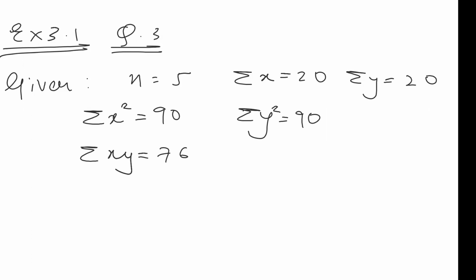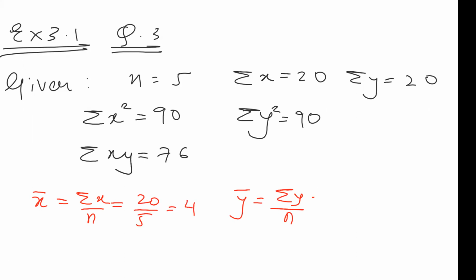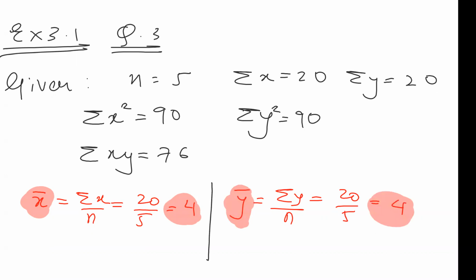What we'll do is calculate the means x bar and y bar, because means are always required in the problem. Summation x upon n, which is 20 upon 5, which is 4, and y bar is also equal to 20 upon 5, which is equal to 4. So we have calculated the values of x bar and y bar. They have not asked directly what x bar and y bar are, but it is always good to keep these numbers ready in front of us. Okay, so this was the given part.